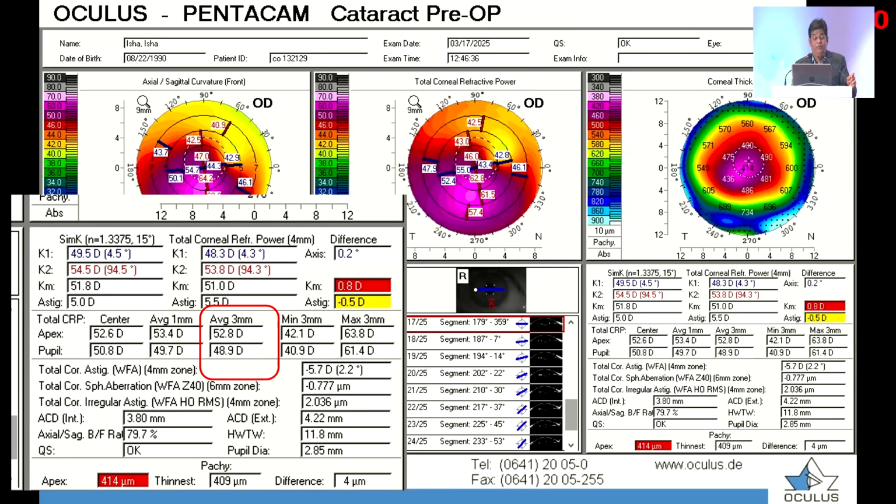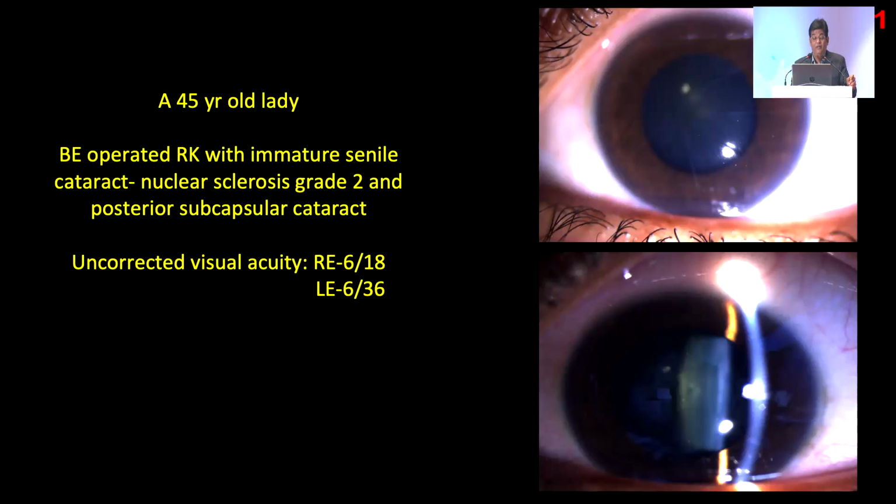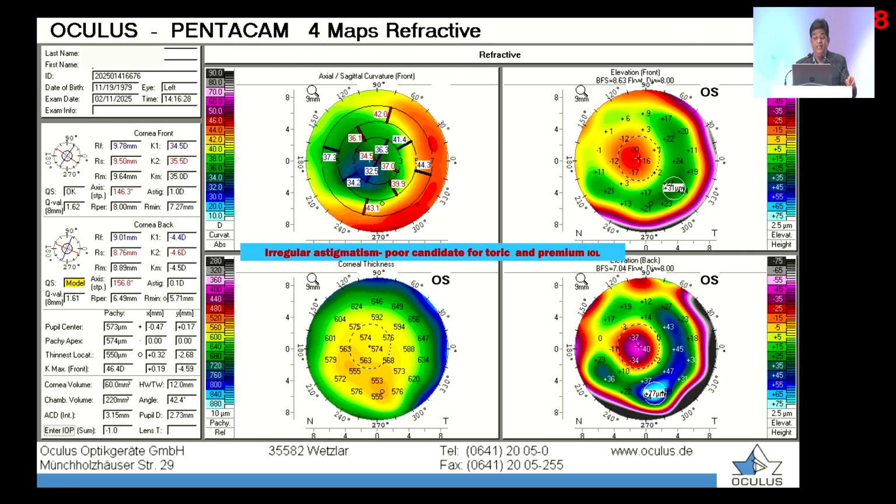And it has been by Watson et al. They've said they use the TCRP at the apex. So in this case, it is like 52.8 at 3 millimeters, and this patient did quite well after surgery. So again, a patient who's operated radial keratotomy. So these are distorted corneas, and they have a lot of flattening in the center, and also in irregular corneas we can see in the 4-map refractive.